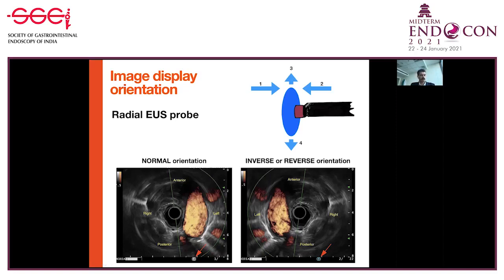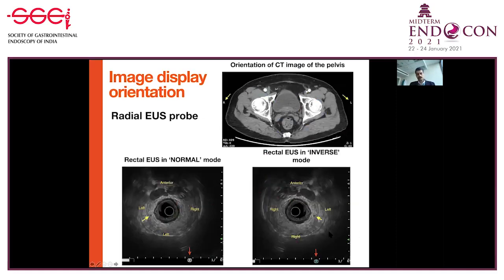The image is now flipped, and we don't normally image the patient in the inverse orientation in the upper GI tract. However, when we go into the anorectal imaging, the probe is now coming from below upwards instead of from above down. And if we image in the normal mode, this is the reverse of the CT scan imaging. So now the right is on the right side of the image and the left is on the left side of the image if we image in the normal mode.